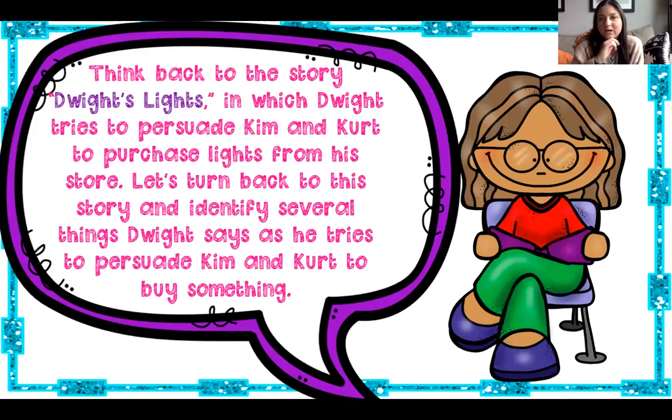Think back to the story, Dwight's Lights, in which Dwight tries to persuade Kim and Kurt to purchase lights from his store. If we think back to our story, he talked about how there's bright lights, there's small lights, there's big lights, there's lights for all that you need, and he's trying to sell them to buy his lights.